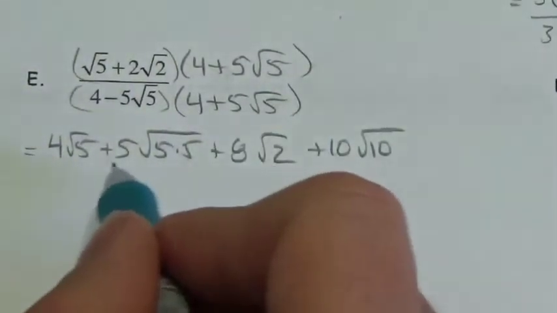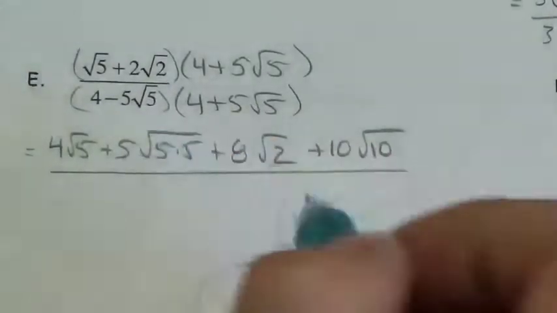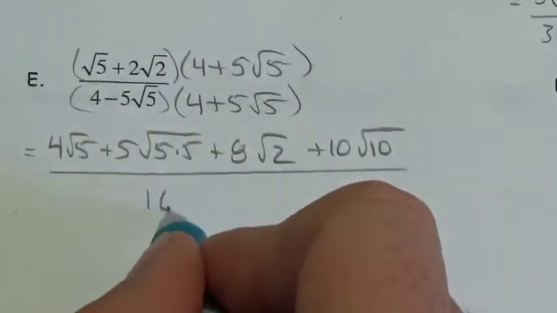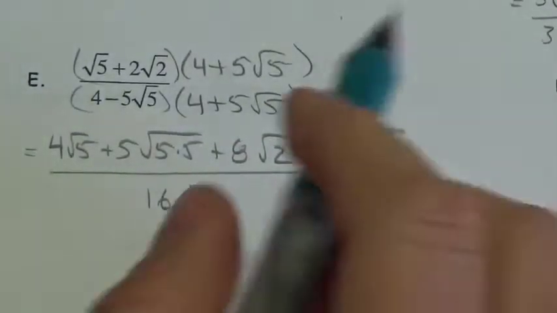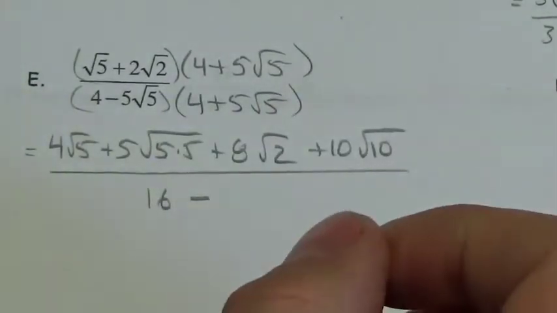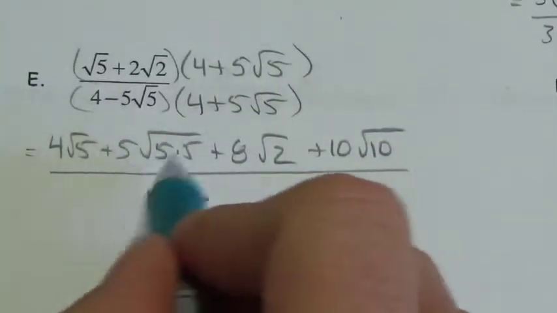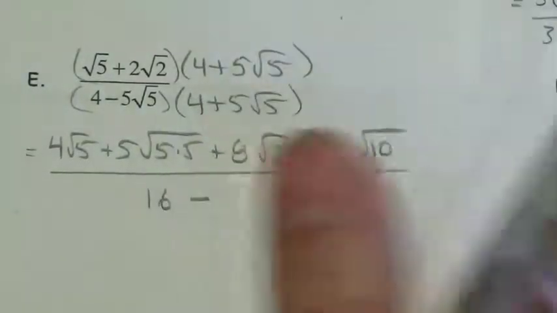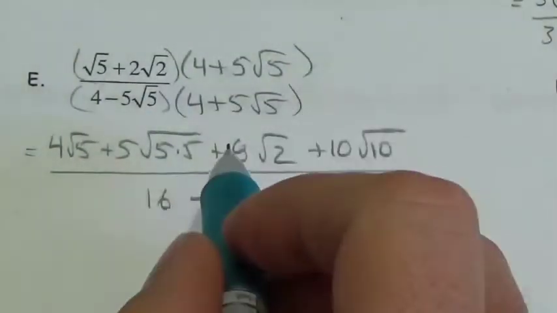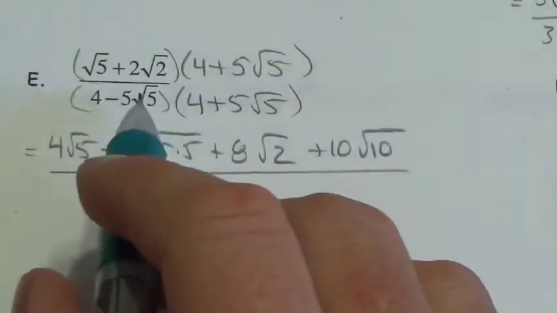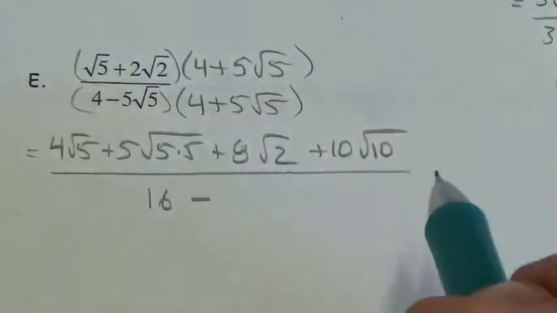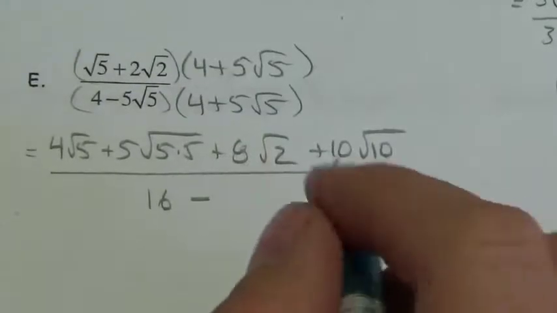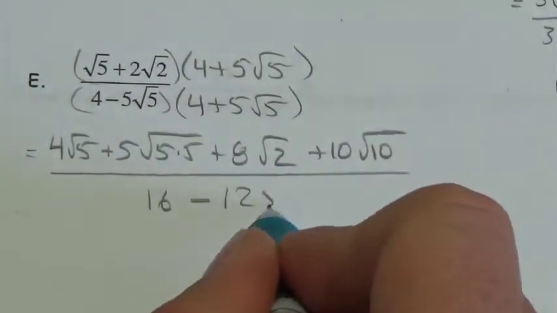There's nothing to simplify. In the denominator, we're going to ignore looking at the middle terms right now. I'm going to get 4 times 4 will be 16 minus 5 root 5 squared. Now I haven't done that yet. 5 root 5 times 5 root 5, well 5 times 5 is 25. Root 5 times root 5 is 5. And 25 times 5 is 125.